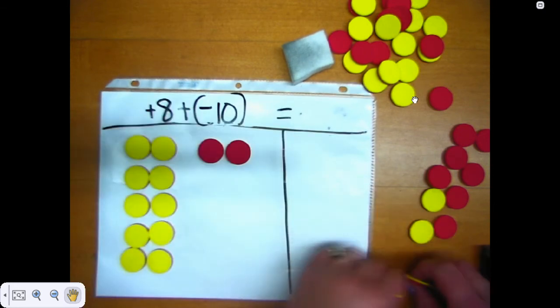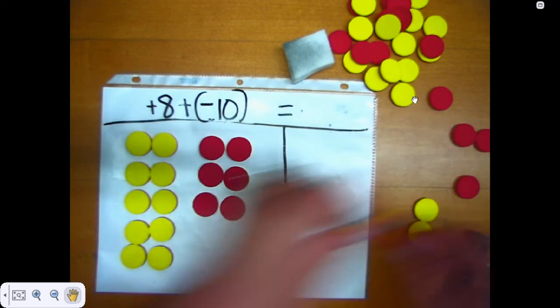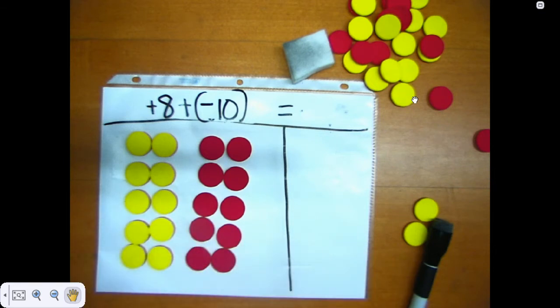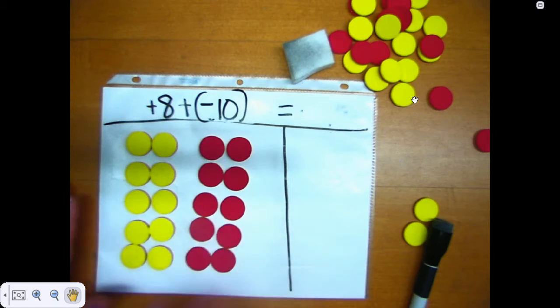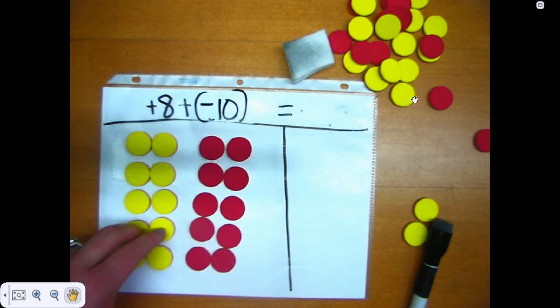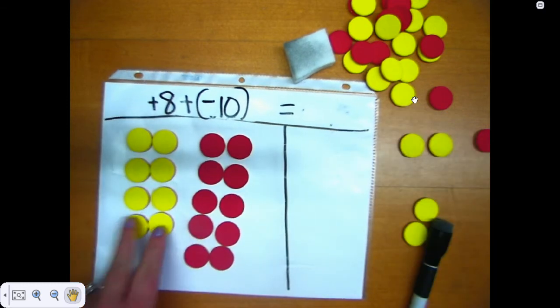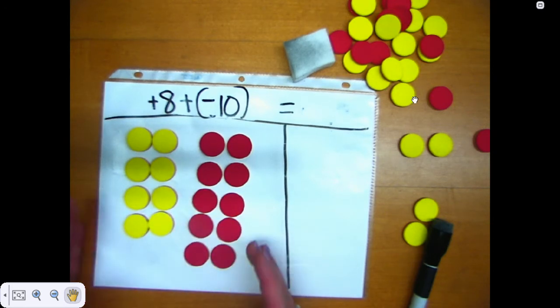1, 2, 3, 4, 5, 6, 7, 8, 9, 10. Now, just like we did Tuesday, we first need to check: is my equation right? Is my model right? 1, 2, 3, 4, 5, 6, 7, 8. Oh, my model's not right. I'm only supposed to have positive 8 there. I'm glad I checked that. 2, 4, 6, 8, 10 negative. So now my model is correct.